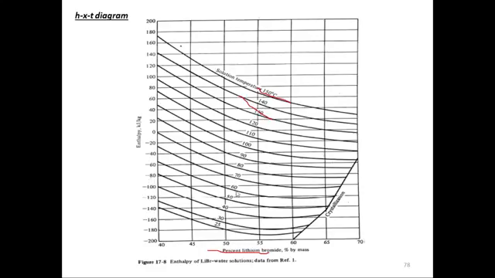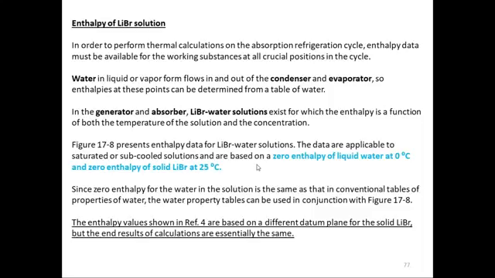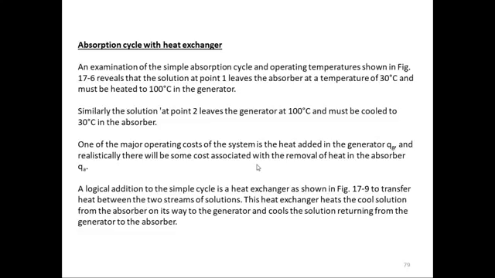Okay, so that's all about how to get the enthalpy. I'll try to do some examples on it too, but that's all about how to calculate the enthalpy for the solution and how to find the enthalpy of the water. So next is to consider a modification in this cycle. The modification is to add a heat exchanger between the absorber and the generator.